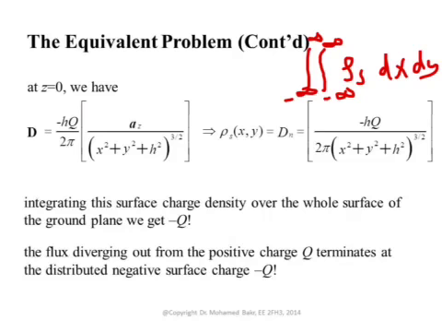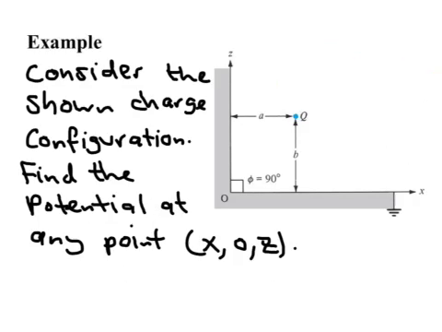Without using an image, we had no clue of determining this nonlinear surface charge density, which is varying from one point to another on the ground plane. And the problem was extremely complex. But by maintaining the same boundary condition, the same charge distribution in the original region, we're able to solve it. Now, let's take a look at a couple of examples.